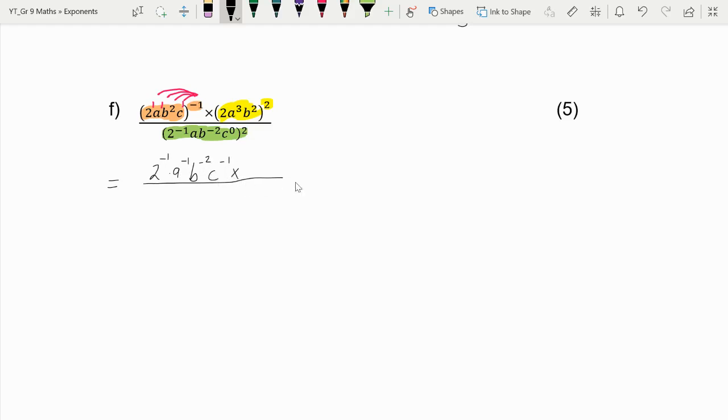And then that's been multiplied with, for the yellow bit, 2 to the power of 2, because remember the exponents, and then times a to the power of 6, b to the power of 4. So there we've gotten rid of those exponents in the numerator. Let's do that green bit at the bottom. So again, the exponent on the outside gets multiplied with every single exponent on the inside. So that would be 2 to the power of negative 2, a squared, b to the power of negative 4, and then c to the power of 0 times 2 is just 0.